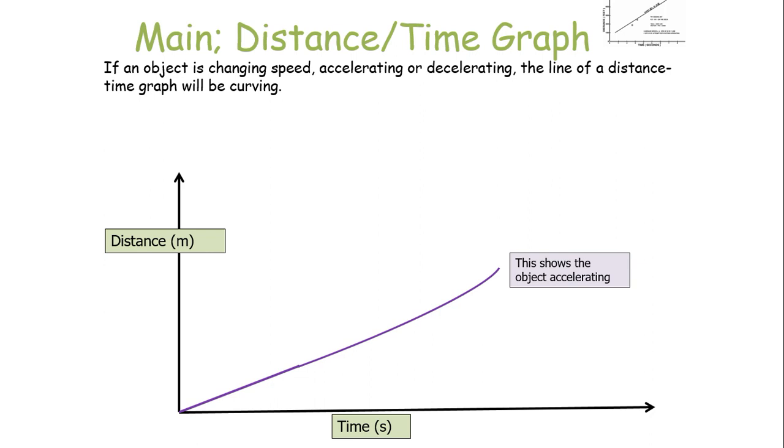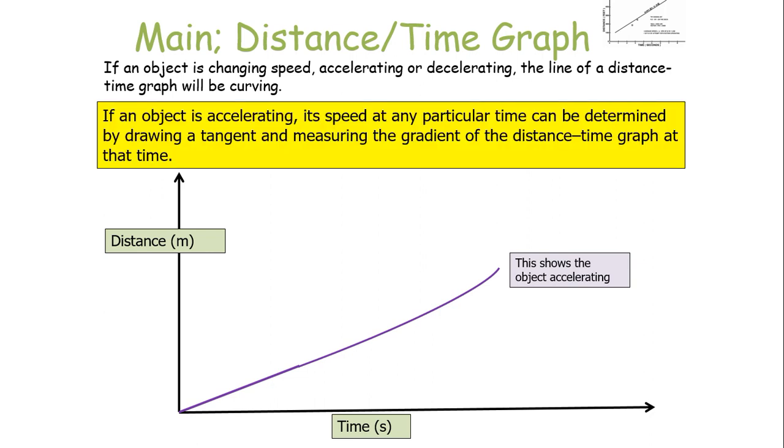Now, if an object is changing speed, i.e. it's accelerating or decelerating, the line of the distance time graph will be curving. So in this instance, our line is starting to curve upwards, so this shows us our object must be accelerating. Now, if an object's accelerating or decelerating, its speed can be determined by drawing a tangent and then measuring the gradient of the distance time graph at that particular time.